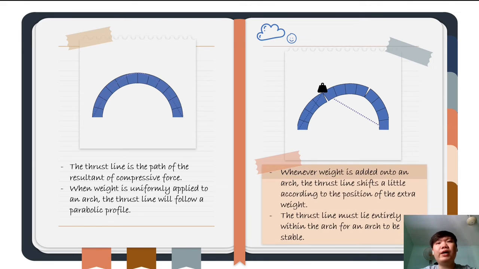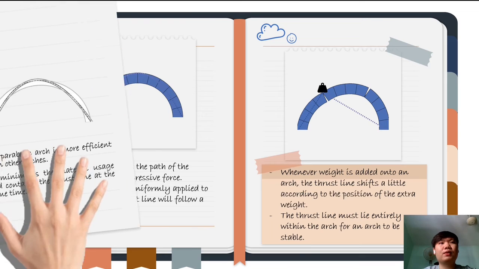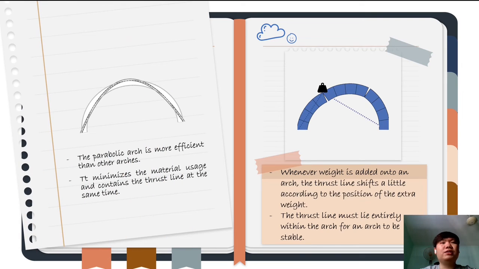However, when additional weight is added onto an arch, the thrust line will shift a little according to the position of the extra weight. If the thrust line falls outside of the arch, then the arch will crumble as shown in the diagram. The parabolic arch is the most efficient among other arches. As shown in the diagram, the parabolic arch minimizes the material usage and contains the thrust line at the same time.